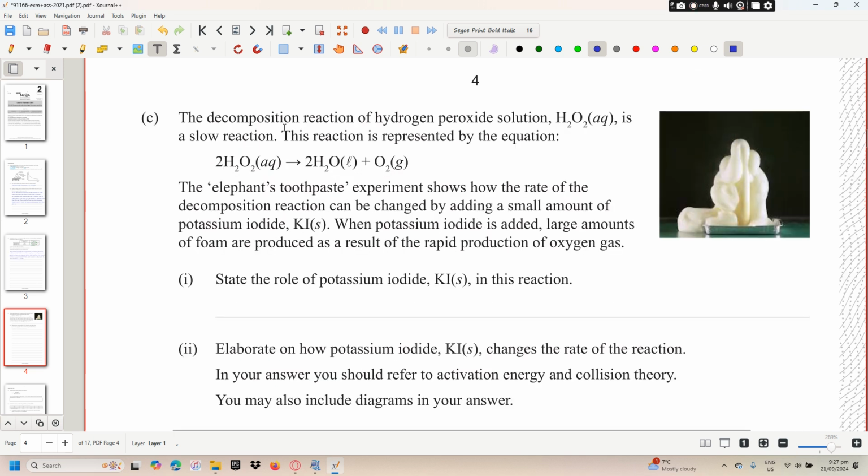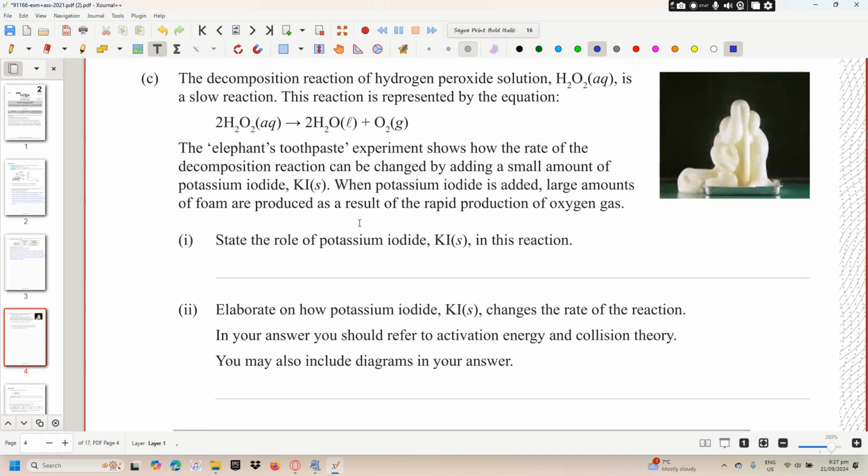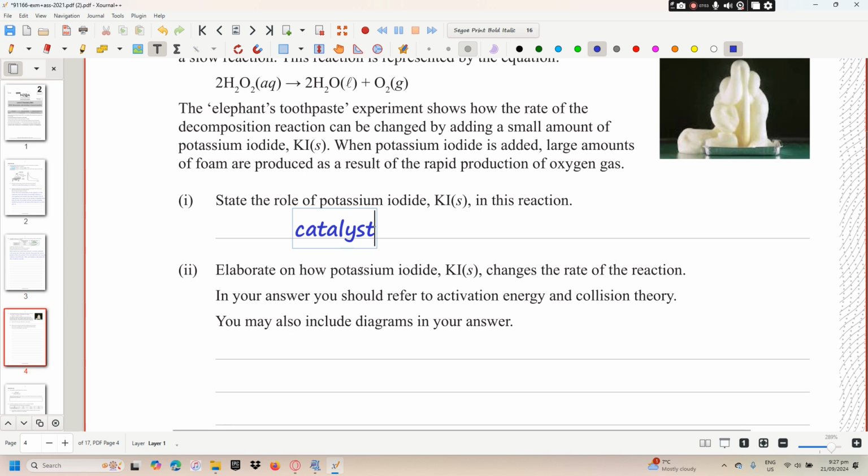Here we go. Decomposition of hydrogen peroxide is a slow reaction. Yeah, I love a toothpaste. A small amount of potassium iodide. The foam produced as a result of reduction of gas. State the role. Well, you should be getting this right. It's a catalyst. It isn't used up. It just causes the reaction to occur quicker.